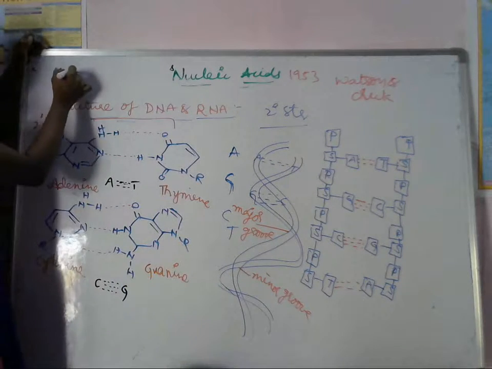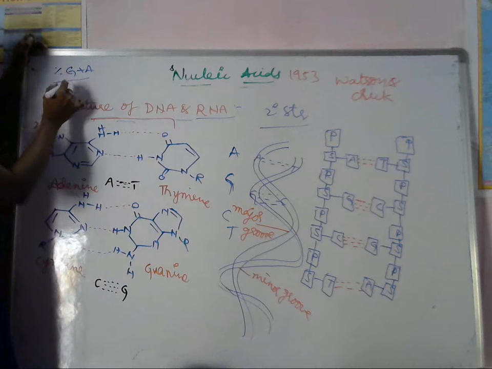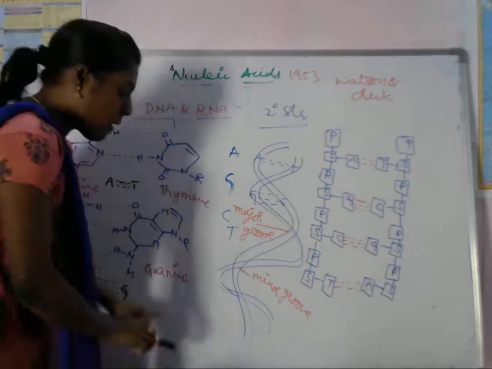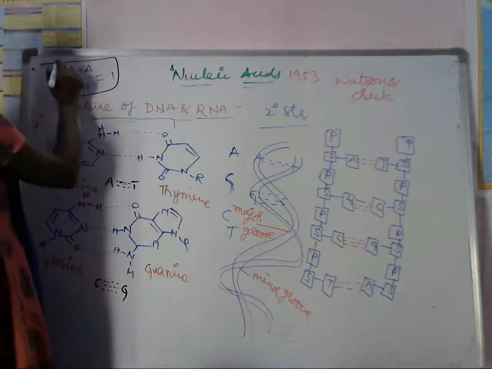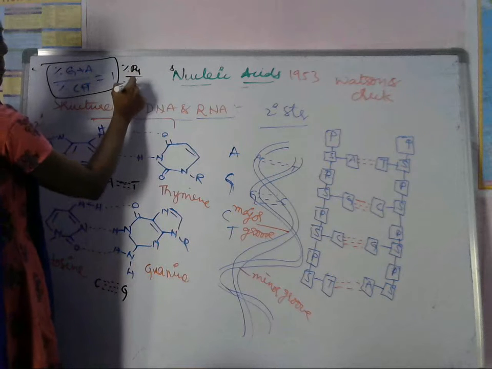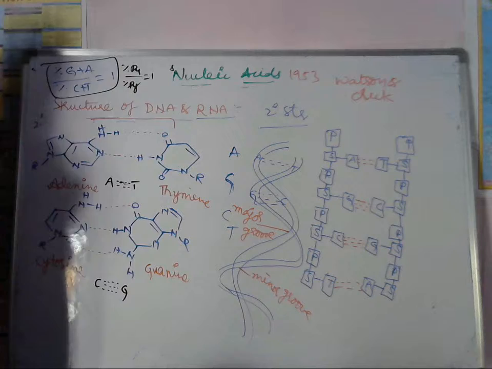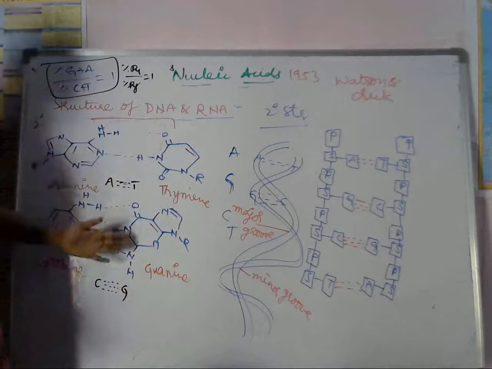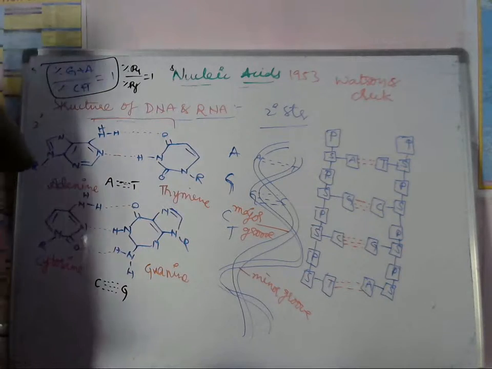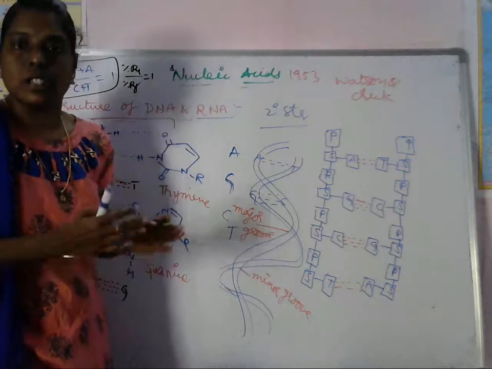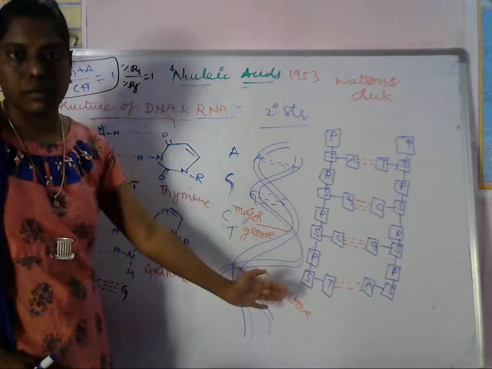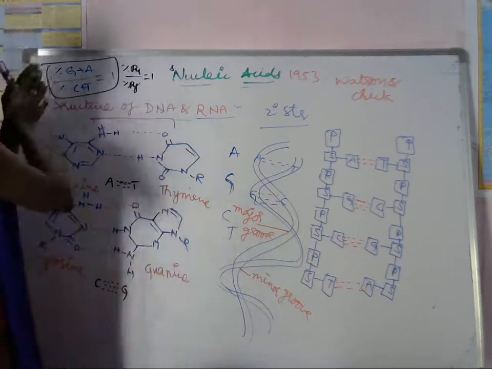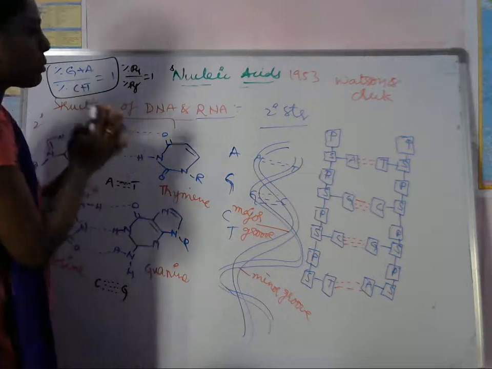The percentage of G plus A by the percentage of C plus T is equal to 1. So the percentage of purines by the percentage of pyrimidines should be equal to 1. If it satisfies this formula, the ratio will be like this. The mole percentage of adenine is equal to that of thymine. The cytosine will be equal to that of guanine. Means the pyrimidine ratio and purine ratio should be 1.